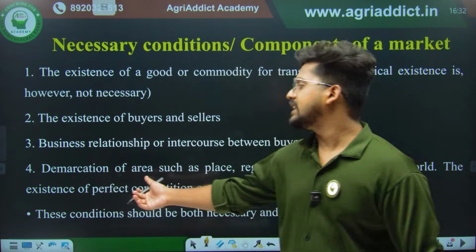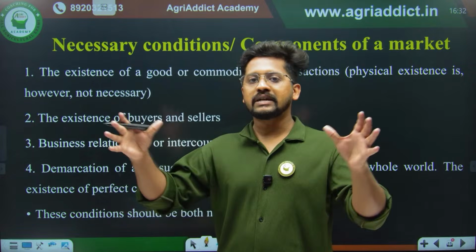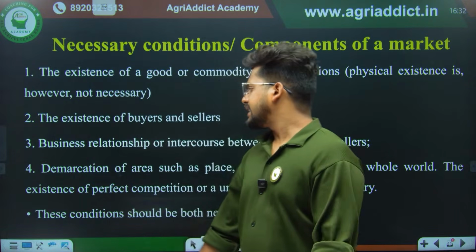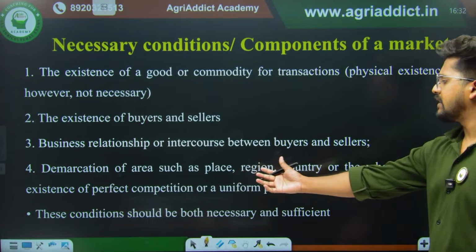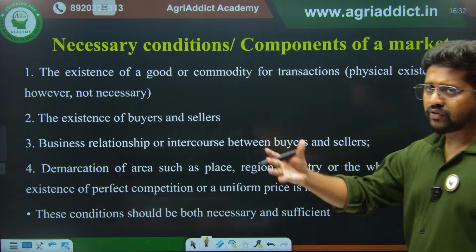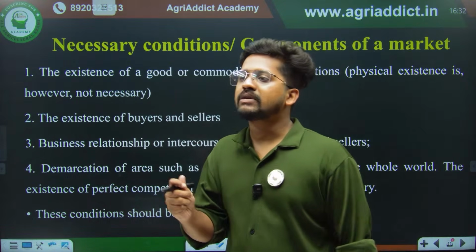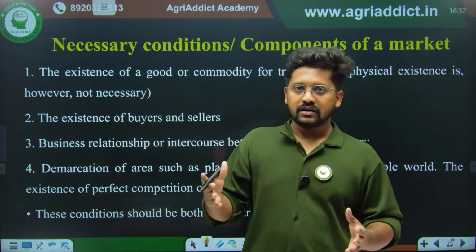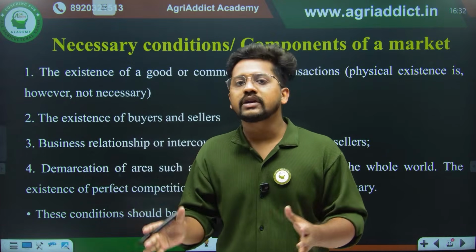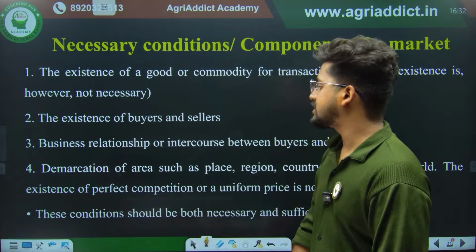And finally, there should be a demarcation of area to define how much the market is getting covered. It can be a place, a region, a country, or the whole world. So in order to define the span of the market, we need the boundaries of the market. That is nothing but the demarcation of the area.